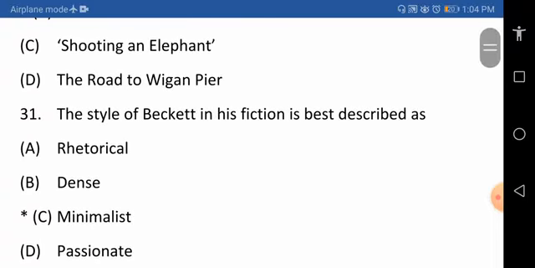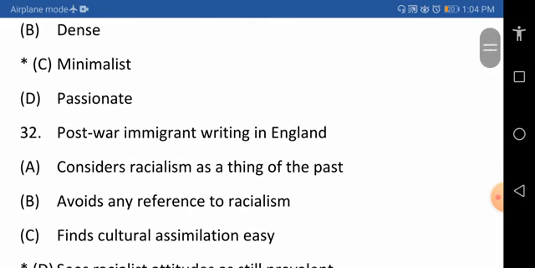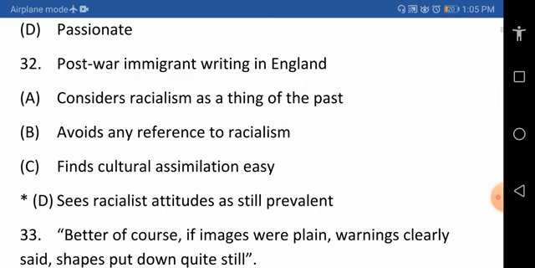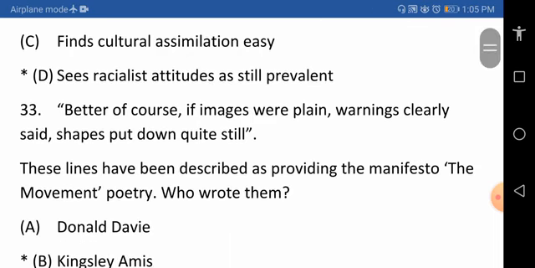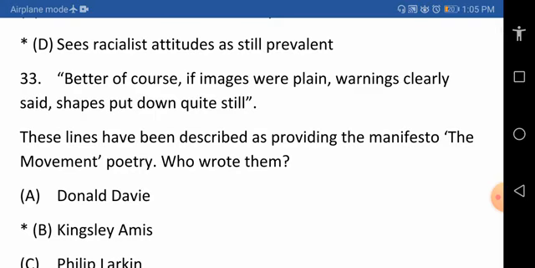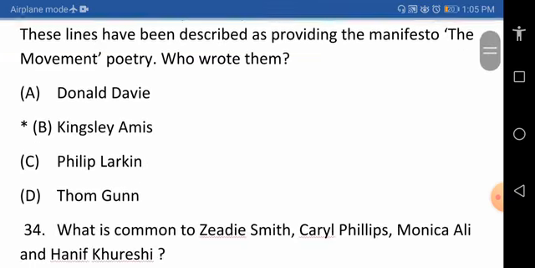31st question is, the style of Beckett in his fiction is best described as, that is minimalist. 32. Post-war immigrant writing in England sees racialist attitudes as still prevalent. Question number 33 is, better of course if images were plain, warnings clearly said, shapes put down quite still. These lines have been described as providing the manifesto of the Movement poetry, who wrote them, that is Kingsley Amis.